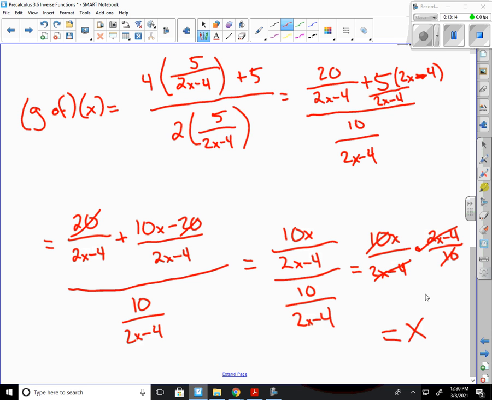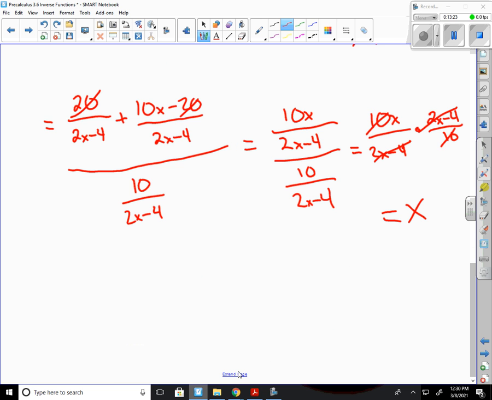So now, because both f of g of x and g of f of x equal x, then f of x and g of x are inverses.